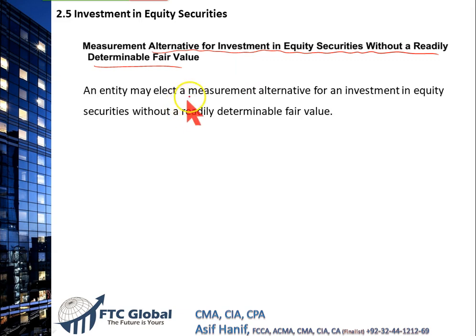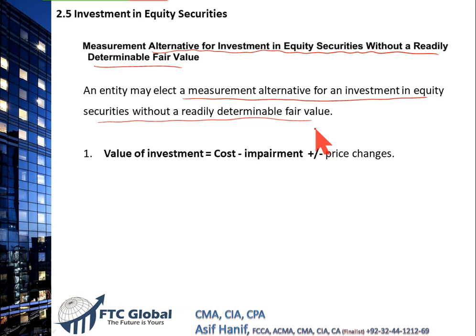So as I said, an entity may elect a measurement alternative for investment in equity securities without readily determinable fair value. When we say these investments, we mean preferred stock, which may not have any determinable fair value, options, and warrants. How do we value them? We have been given this formula by the standards, the US GAAP. The value of investment is the initial cost. Let's say the initial cost of investment was $10,000. That's what I paid to purchase the warrants or the options. This $10,000 was the initial investment, initial cost.